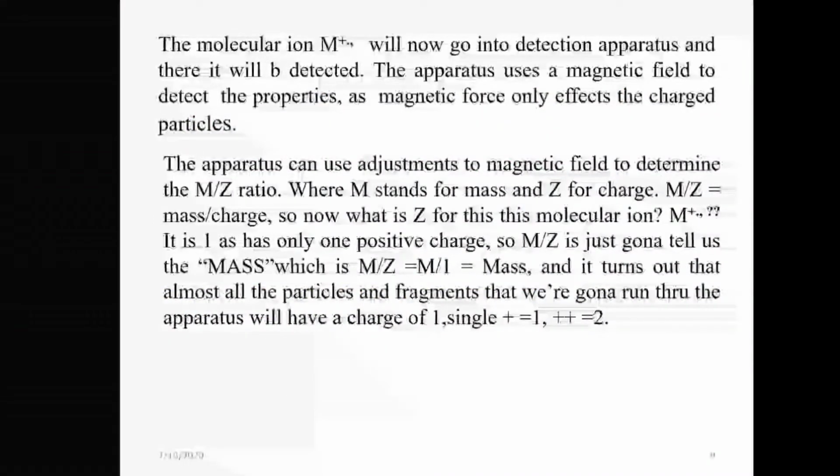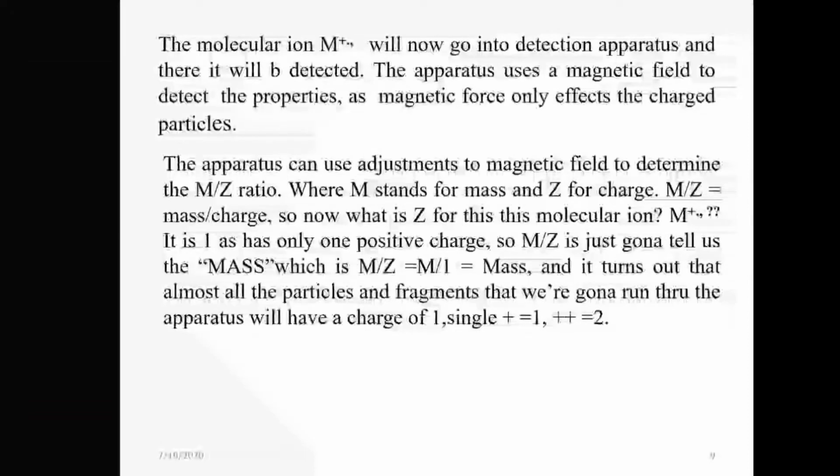The ions will now go into the detection apparatus, and there they will be detected. The apparatus uses a magnetic field to detect the properties, as magnetic force only affects charged particles. The apparatus can use adjustments to the magnetic field to determine the m/z ratio, where m stands for mass and z for charge. m/z equals mass by charge. So now what is z? For this molecular ion, M plus, it is 1, as it has only one positive charge. So m/z is just going to tell us the mass, that is m/z equals m over 1, z equals 1, equals the mass.